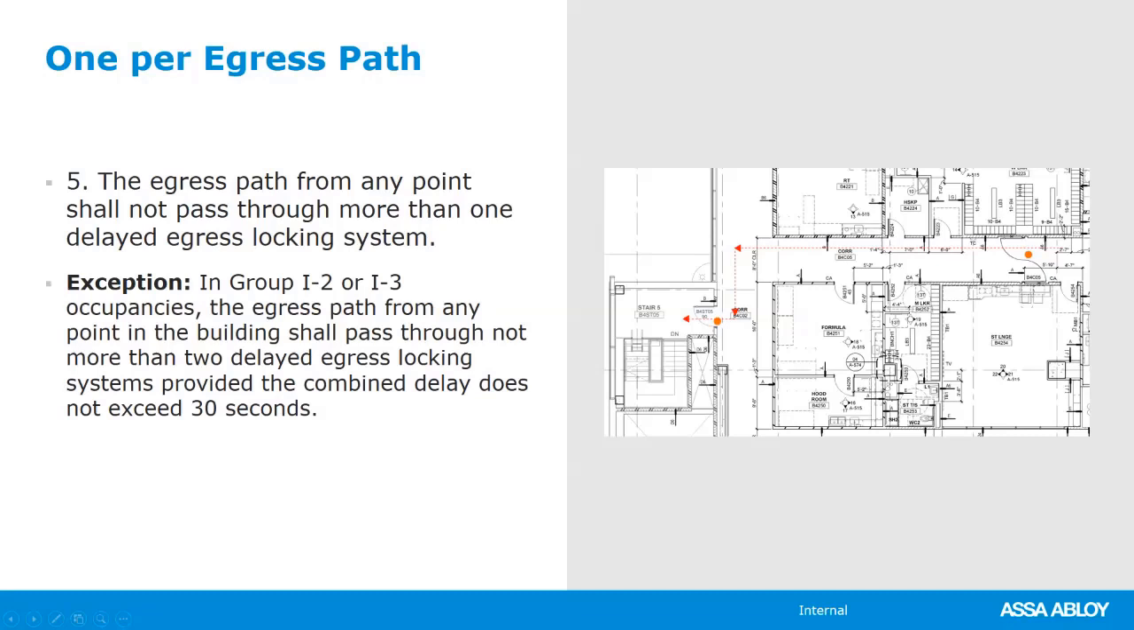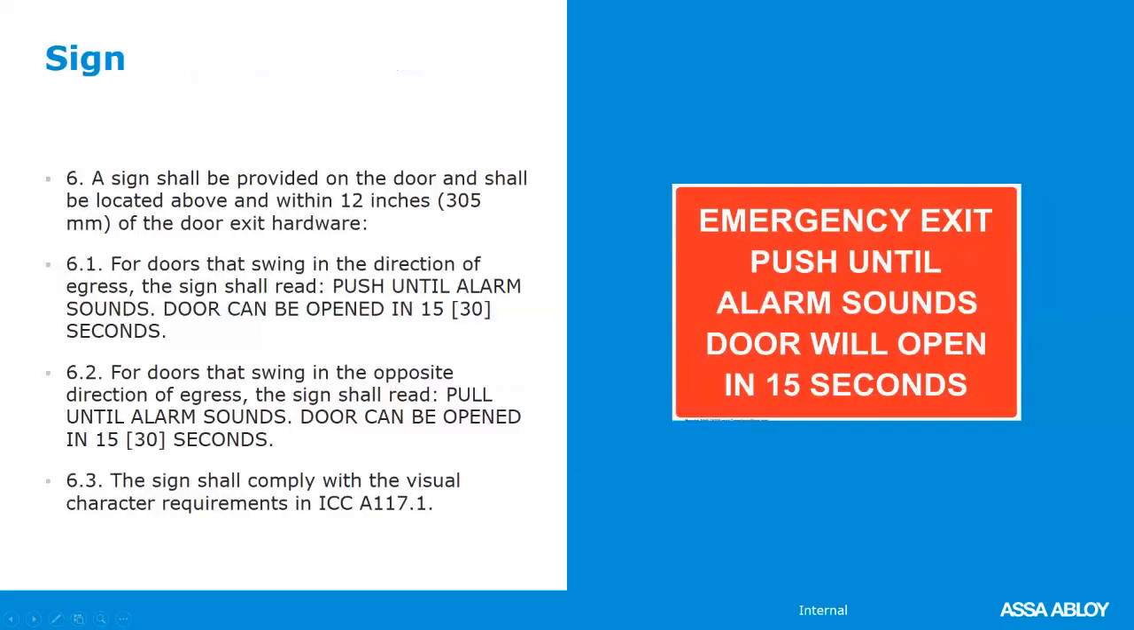That's why it's very important to understand your occupancy types and your path of egress. Additionally, number 6, a sign is provided on the door. It shall be located within 12 inches of your door exit hardware. "Push until alarm sounds. Door can be opened in 15, or if it meets the exception, 30 seconds."